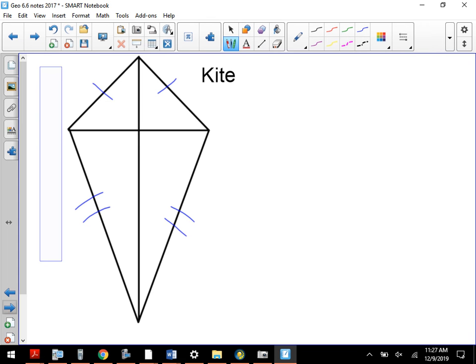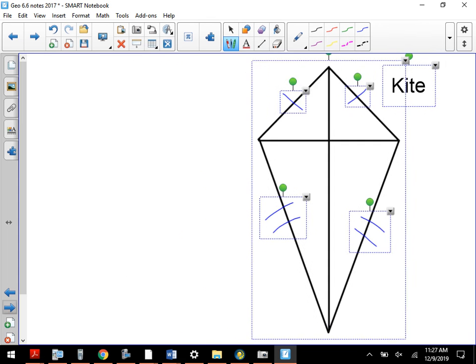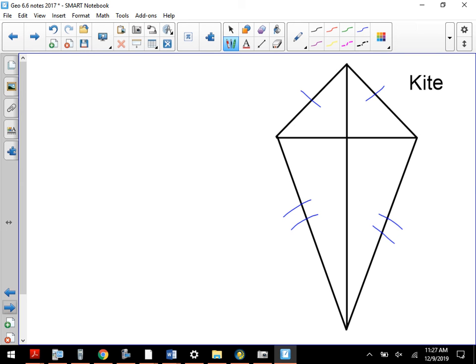Here we'll have two sets of non-opposite sides congruent. What that means is that in all the other parallelograms, there were opposite sides that were congruent. These guys are non-opposite, so they're just next to each other. The diagonals are perpendicular to each other.